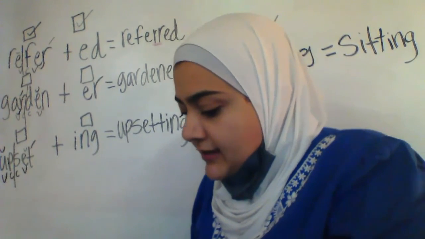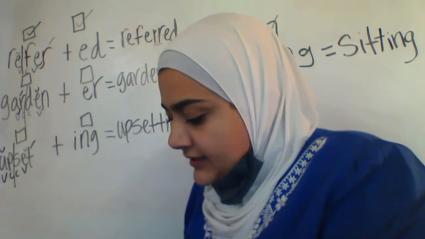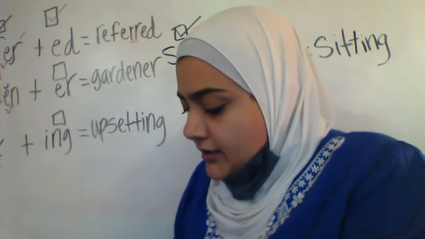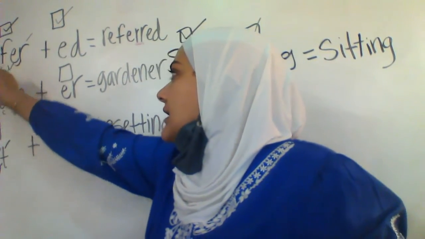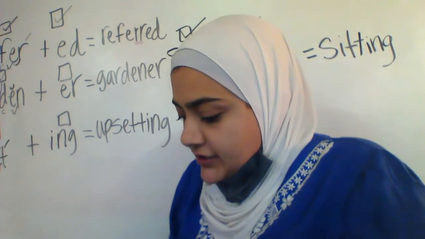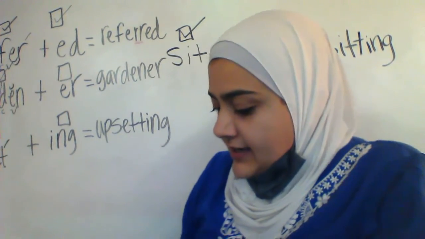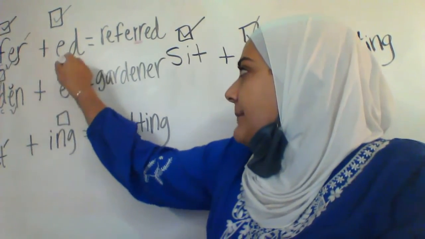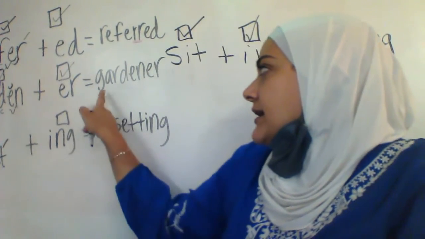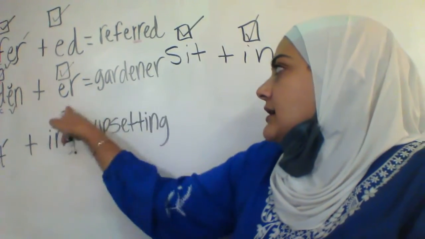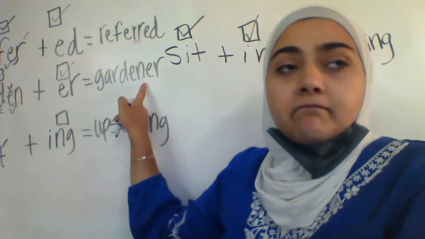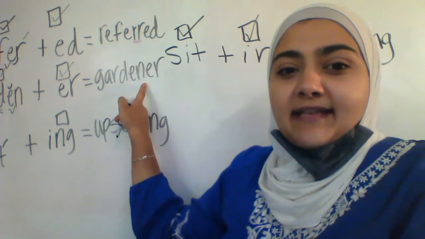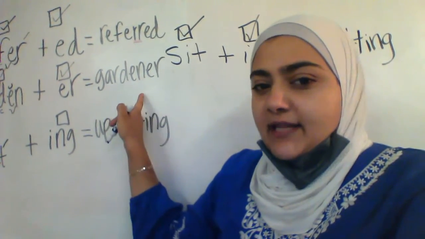How about in gardener? Does garden get a check mark? Yes. Does er get a check mark? Yes. But wait, what happened? Garden, gardener. I didn't double the N. Why not? Because that looks weird. It does. Let's go back to that one later.